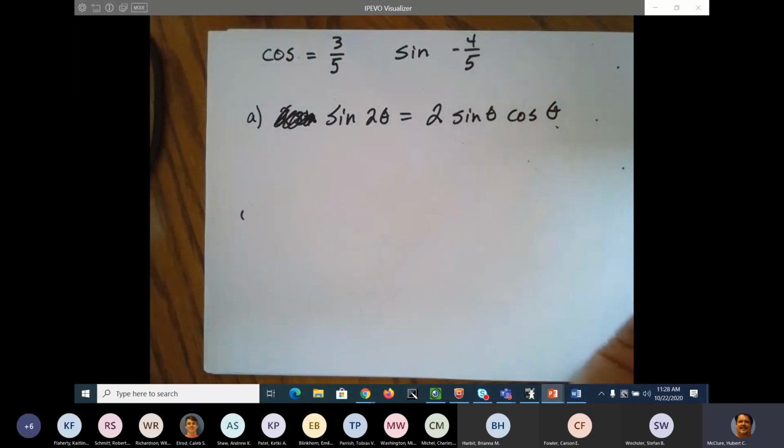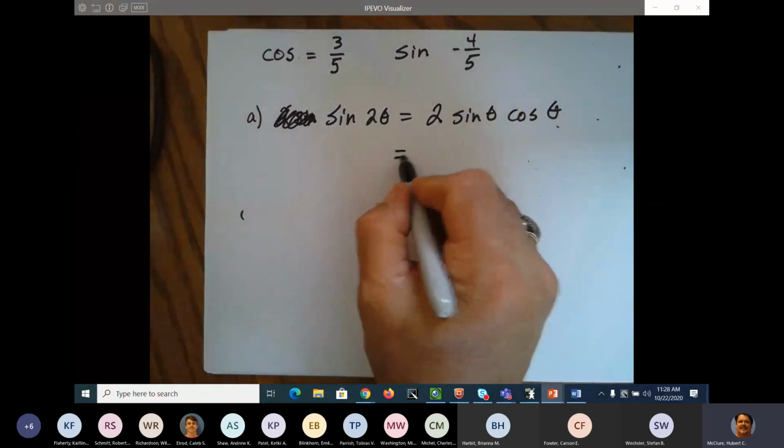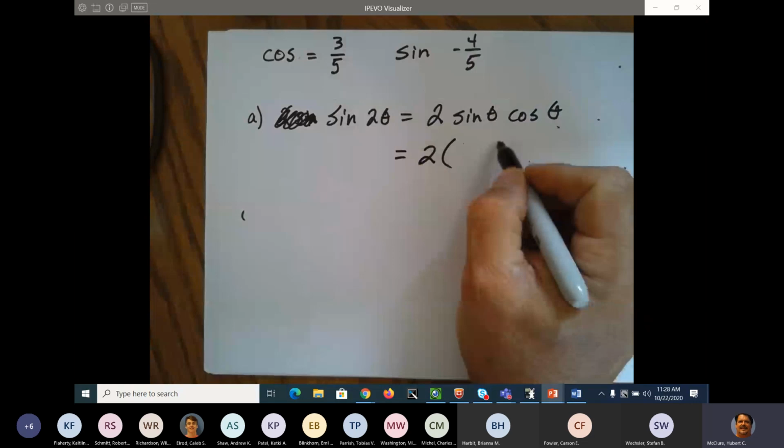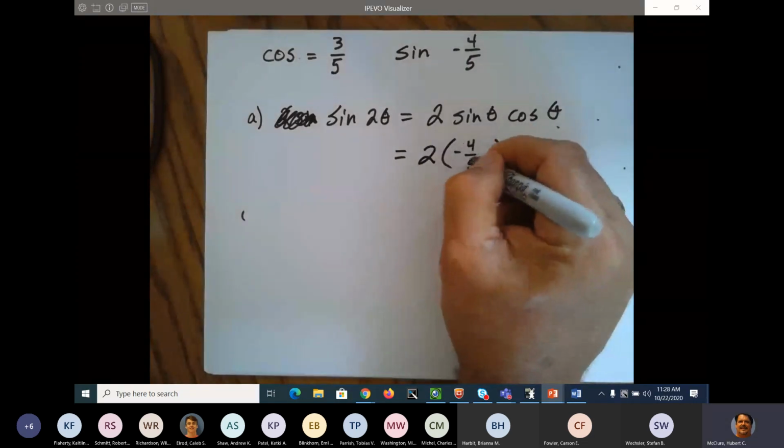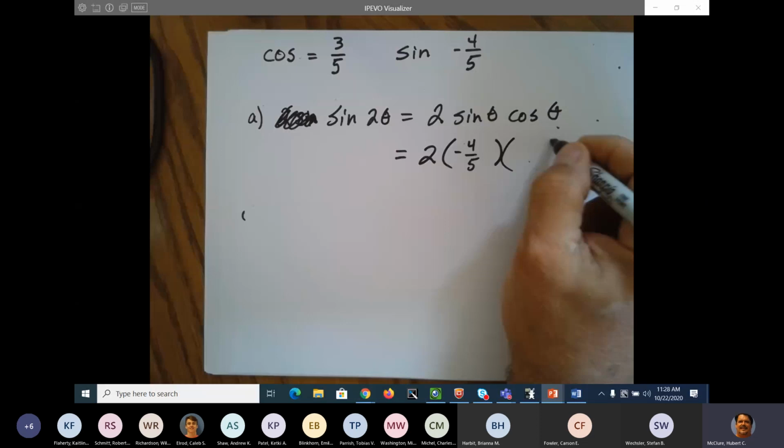Now watch this. This is real simple. 2, what's the sine of theta? Negative 4/5. What's the cosine of theta?